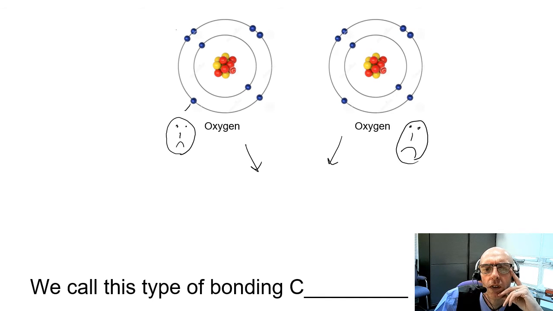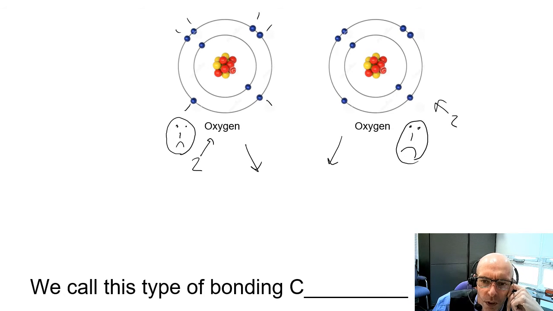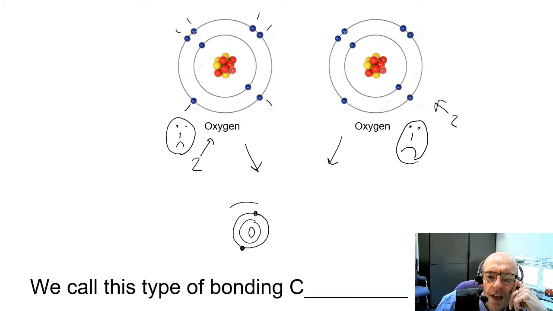Well, it's got 1, 2, 3, 4, 5, 6. So actually, let's write that down. It needs 2. And this one has 6, so it needs 2. So what we've been doing before is overlapping the shells and sharing electrons. So in this case, let's do the same again. O for oxygen. There's the nucleus. There's the first shell with 1 in it, 2 in it. And there is the outer shell where it's going to have its 6. 1, 2, 3, 4, 5, 6.